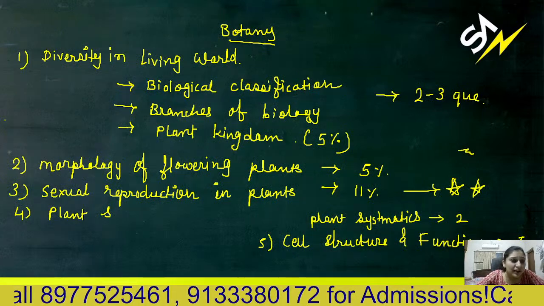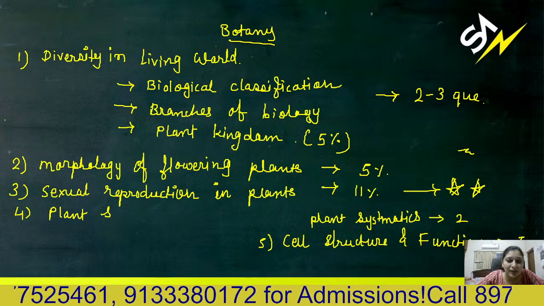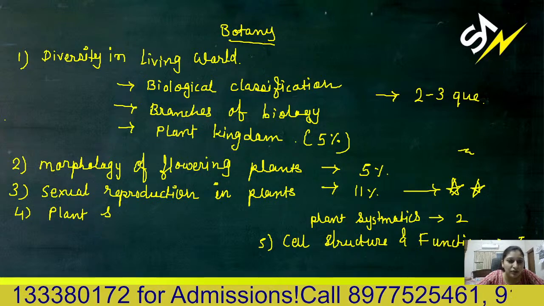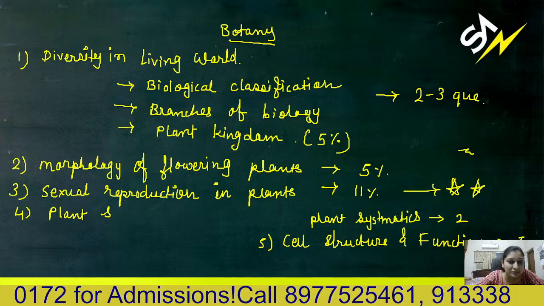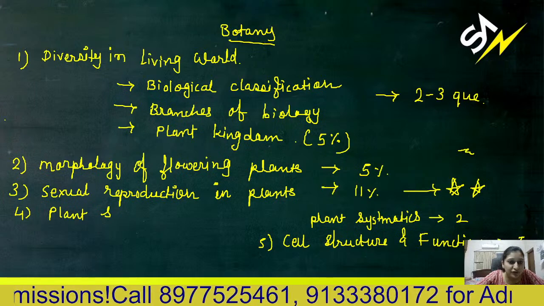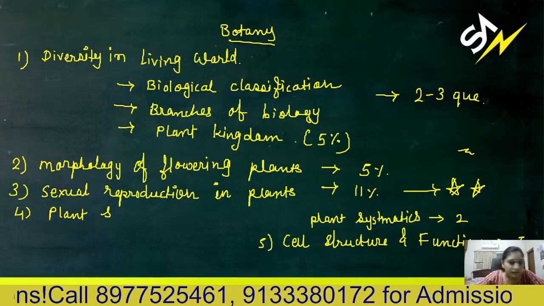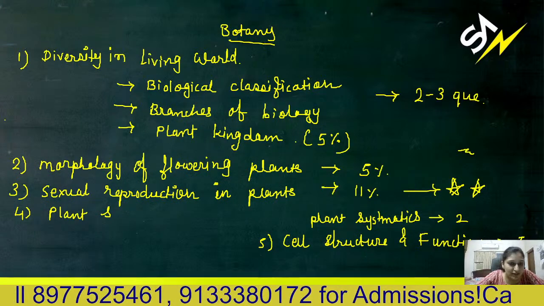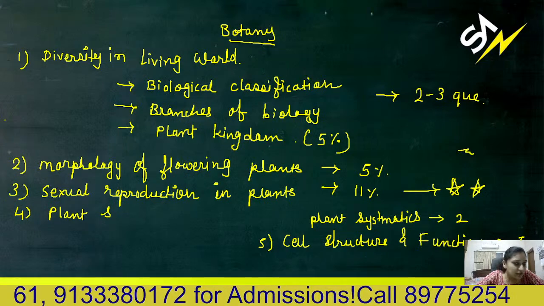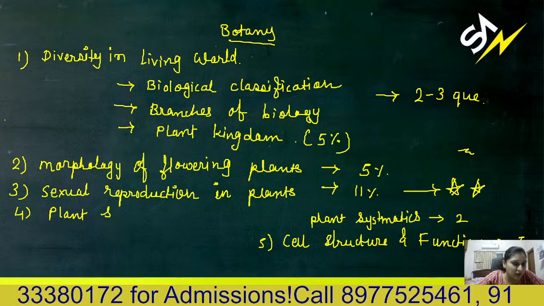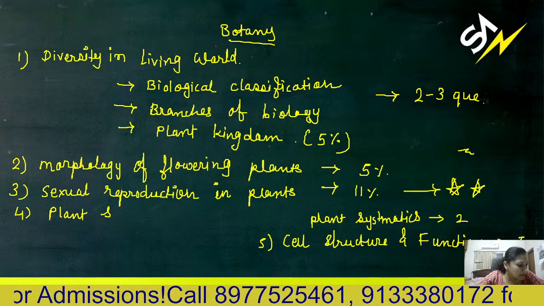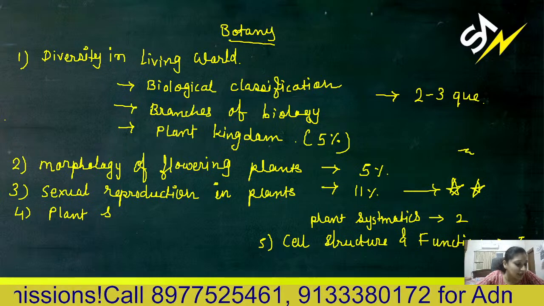So botany, again, diversity in living world, you will get 2 to 3 questions from that. Biological classification, branches of biology, plant kingdom, 5% weightage. Morphology of flowering plants, 5% weightage. Sexual reproduction in plants. See, I have given 2 stars to sexual reproduction in plants for NEET also, and for EAMCET also 2 stars, because it has 11% weightage. Single chapter.